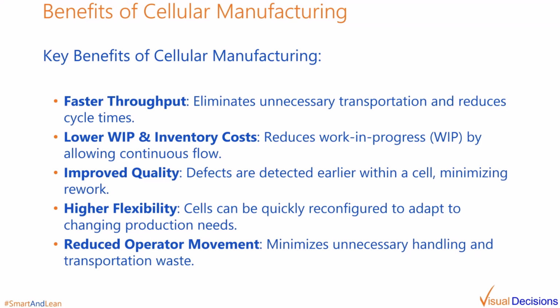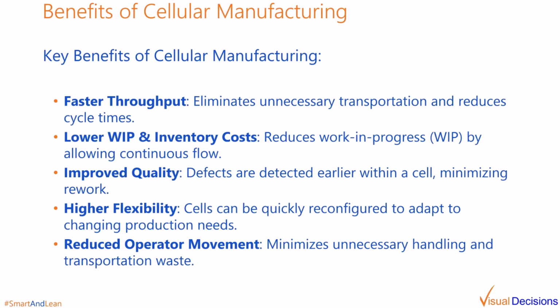One of the primary advantages of cellular manufacturing is faster throughput. By minimizing the distance products need to travel between operations, cycle times are significantly reduced. This leads to less work in process inventory as materials move smoothly from one step to the next. And quality control improves as defects can be detected and addressed earlier within the cell, reducing the cost and effort associated with rework.